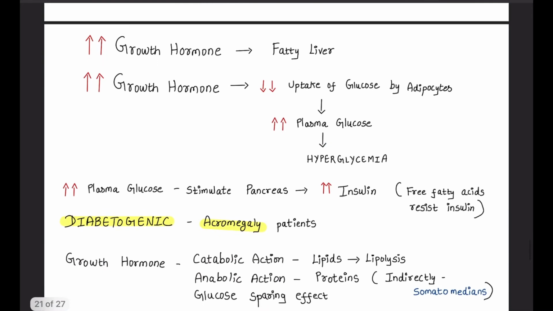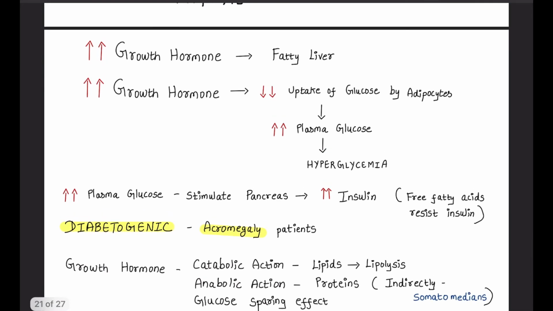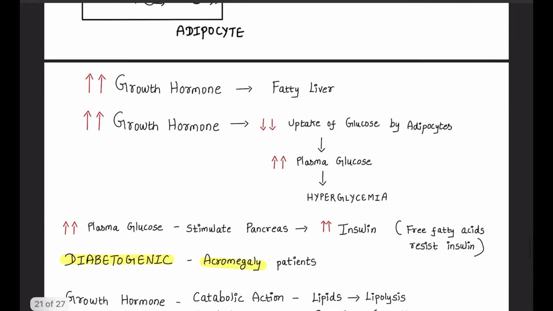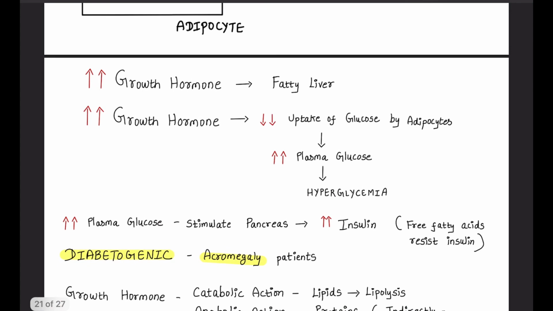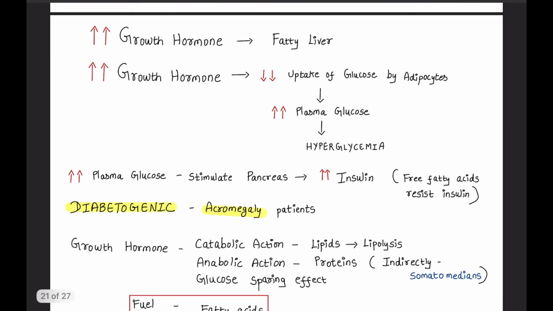Whenever there is increased plasma glucose in the circulation, it will stimulate the pancreas automatically, and this stimulation will release insulin. Whenever there is too much glucose in the circulation, it will stimulate the pancreas, and that will lead to an increase in the release of insulin. But this insulin is a free fatty acid resistant insulin. So what is this free fatty acid resistant insulin?